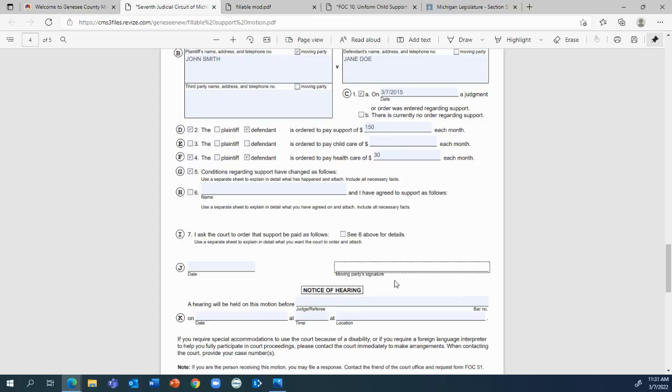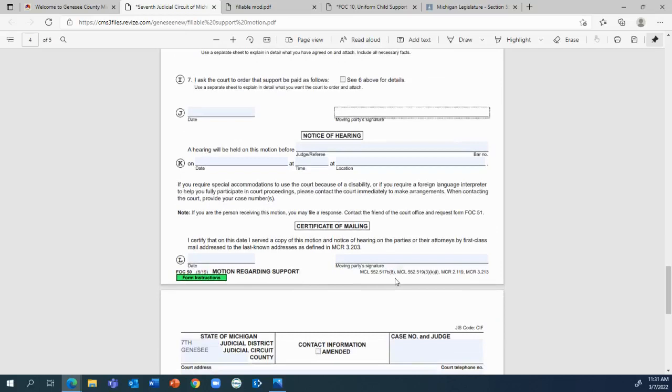Again, this is the moving party signature. And that's the person who's filling out this motion, okay?